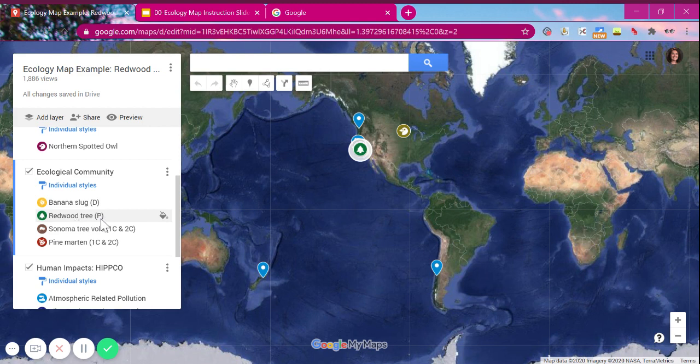So the redwood tree is a producer, so I gave it a letter P. We also did banana slug, it's a decomposer. And then we have the Sonoma tree vole and the pine marten. Both of them are omnivores, so they are primary and secondary consumers. So let's take a look at the redwood tree first.